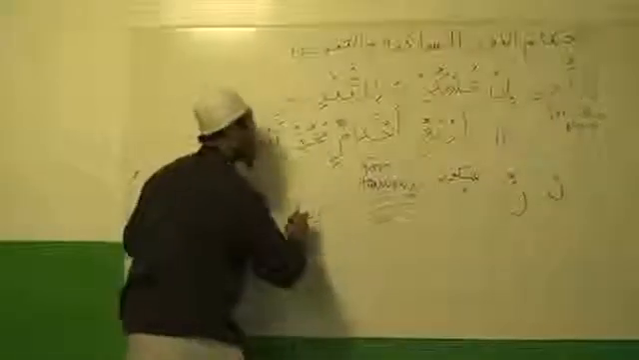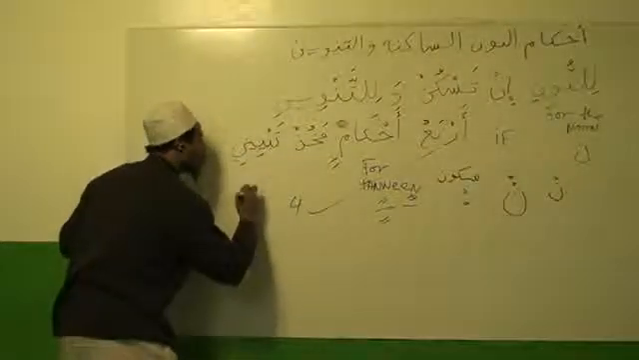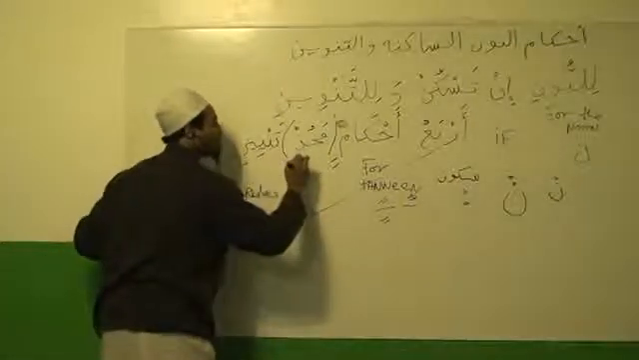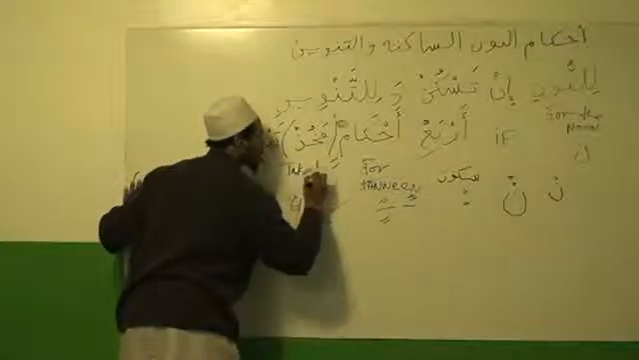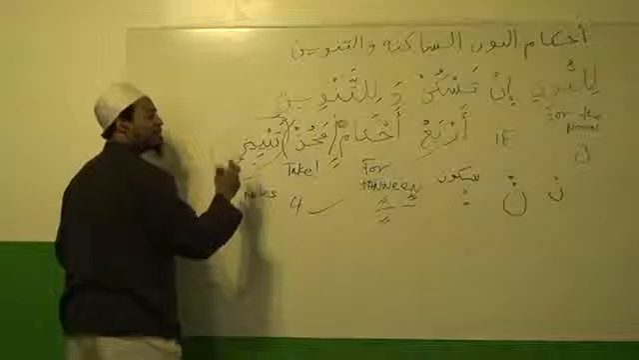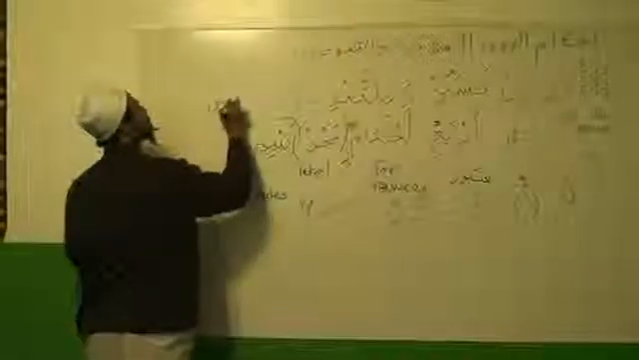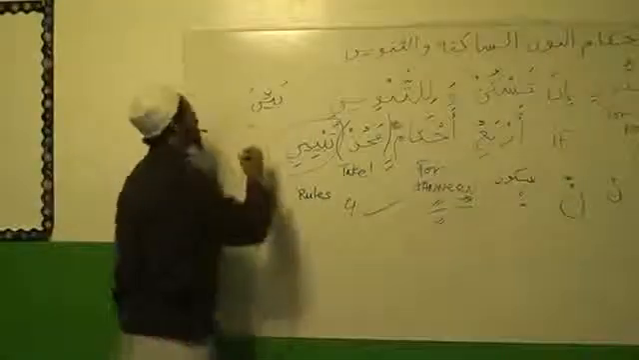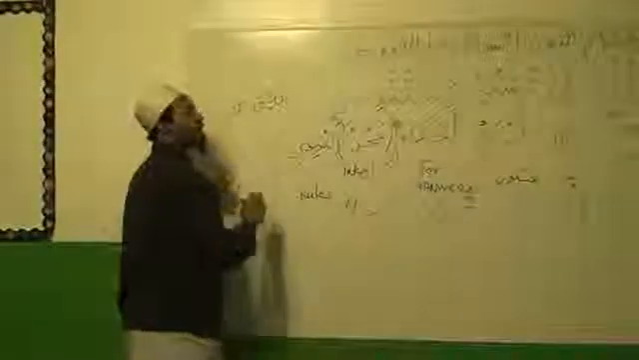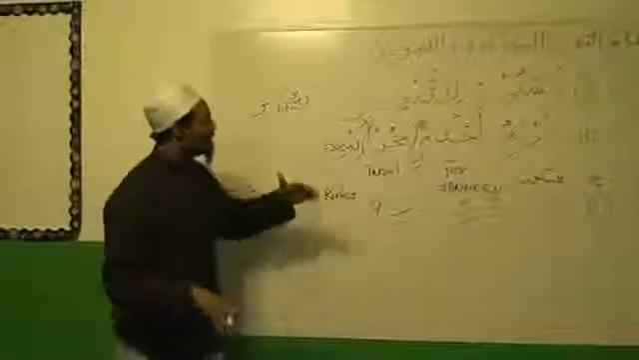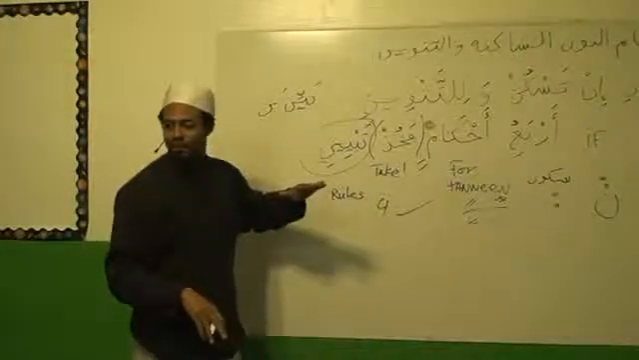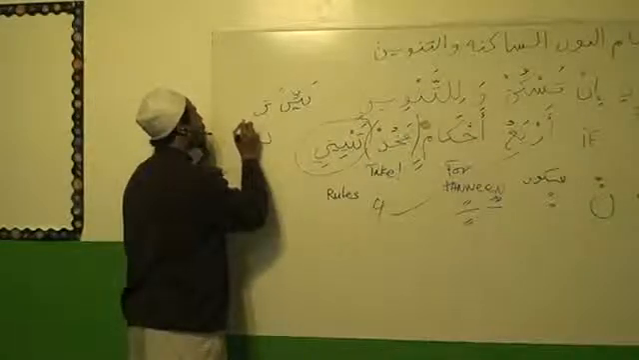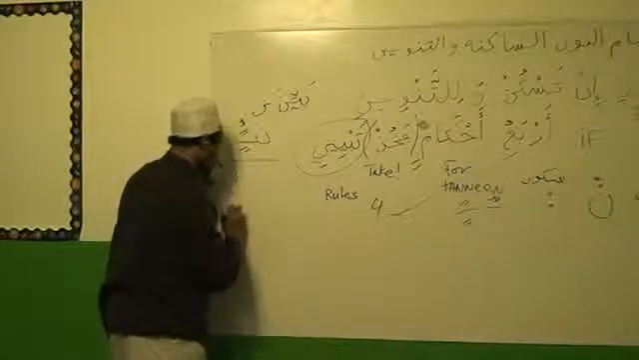Arba'u here means four. Ahkamun means rules. There are four rules. Fakhudh, so then take. Tabyini is from the word bayyina, to make something clear. Tabyini is my clarification. He's saying here, my clarification. What is he referring to? He's saying that for noon sakina and tanween, there are four rules. 1, 2, 3, 4.